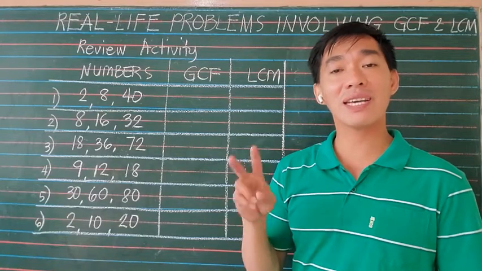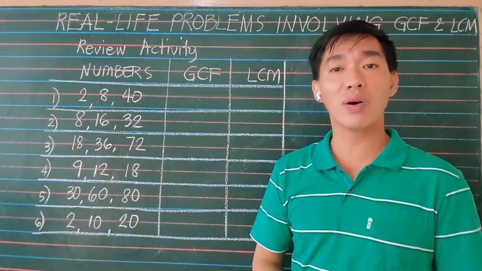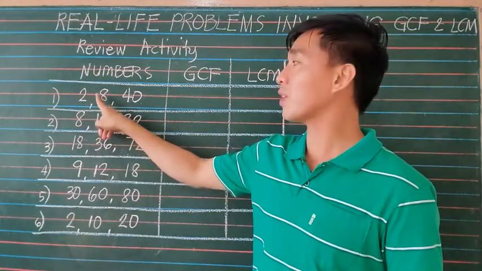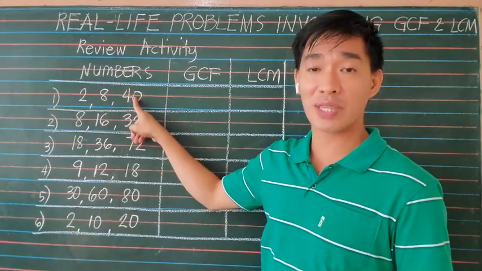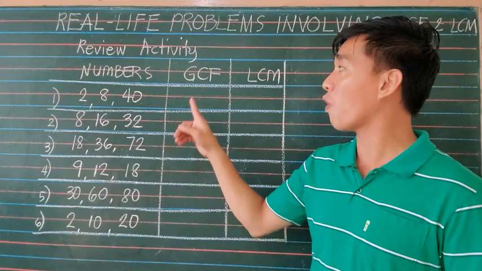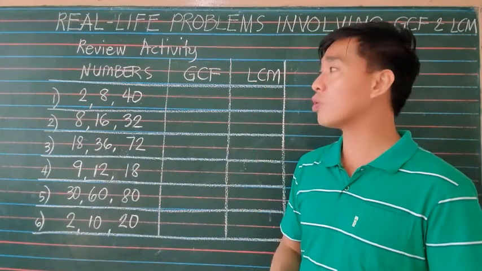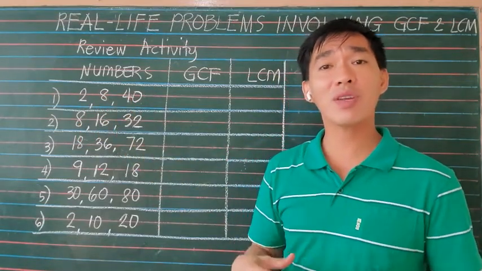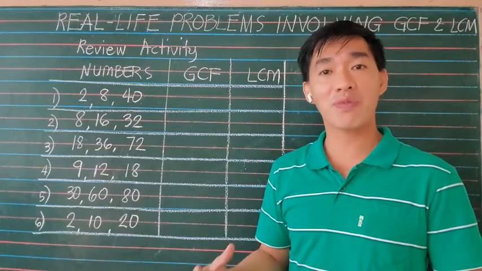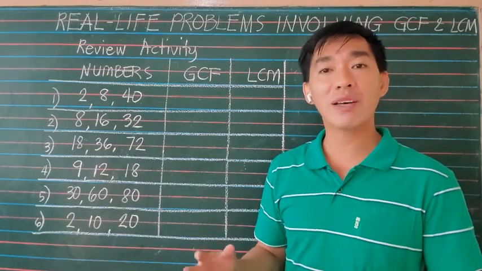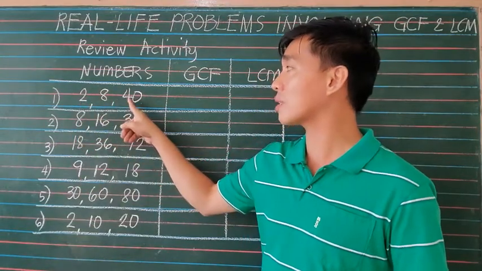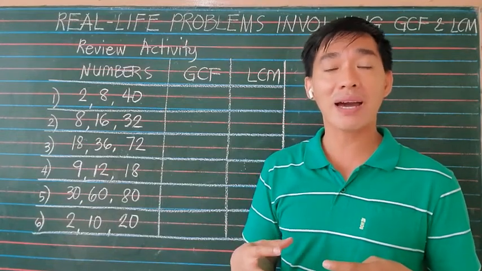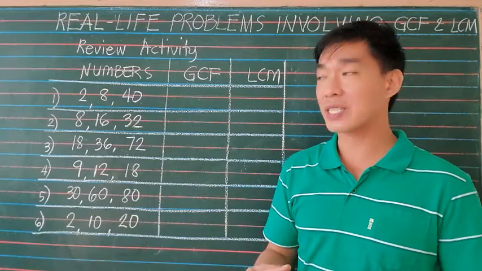The next method, method number 2, is prime factorization, wherein you will get the prime factorization of 2, the prime factorization of 8, and the prime factorization of 40. This is also applicable both for GCF and LCM. All you have to do is look for their prime factorizations. Then after that, you will get their common prime factors. Whatever common prime factors you see in 2, 8, and 40, you will have to multiply them.